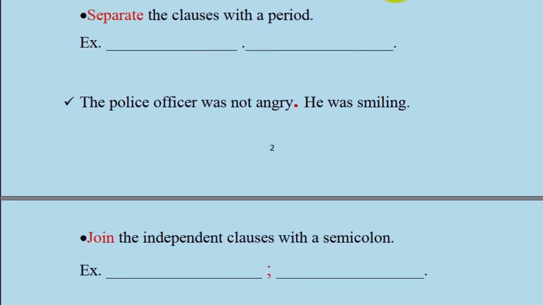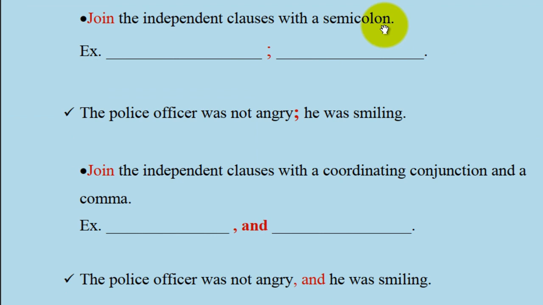Number one is that you have to separate the clauses with a period. Period means full stop. Example: a main clause, full stop, another main clause. The police officer was not angry. Period, or full stop. He was smiling. And the sentence is now correct. Or number two, you can join the independent clauses with a semicolon, as we saw before. An independent clause, semicolon, another independent clause gives me a complete sentence which is grammatically correct.